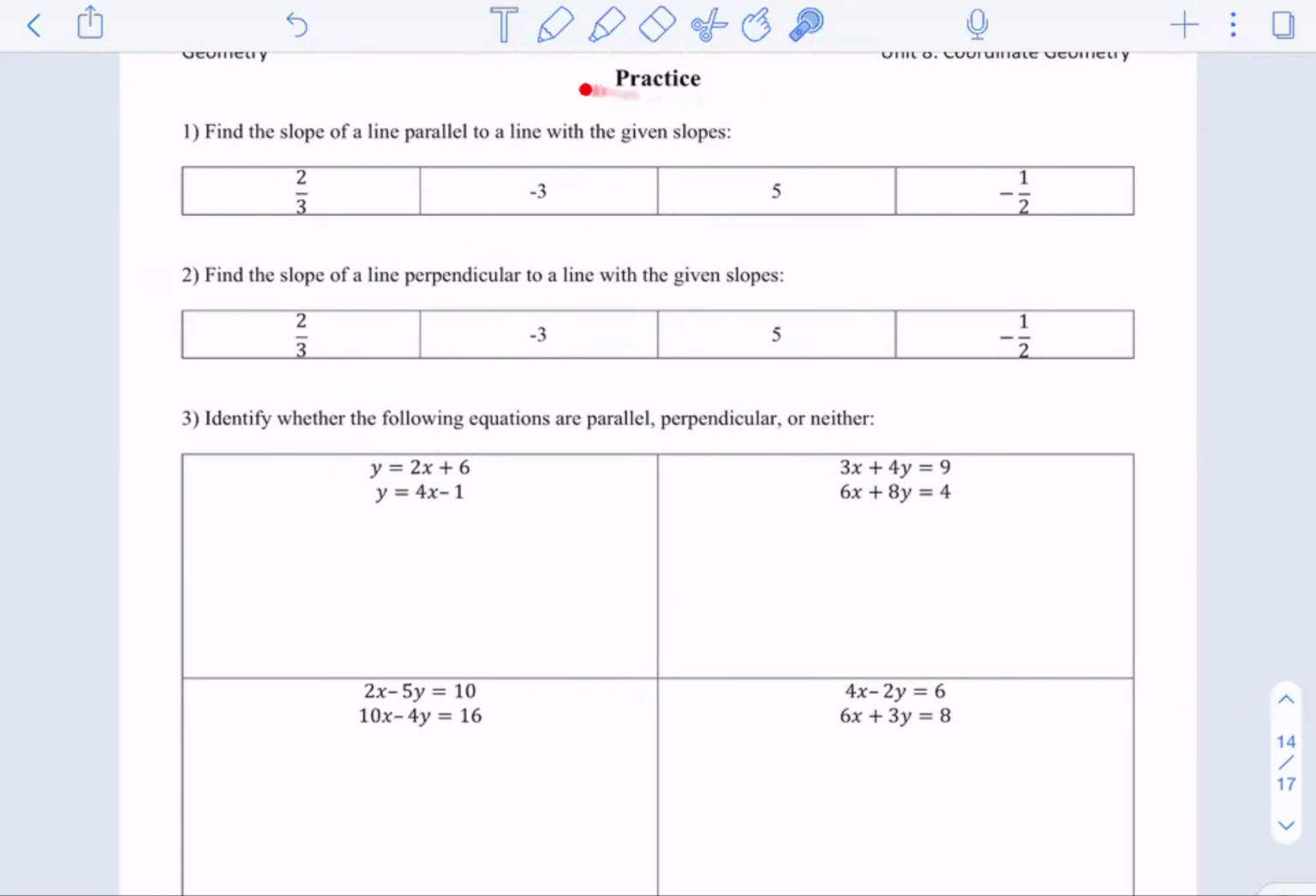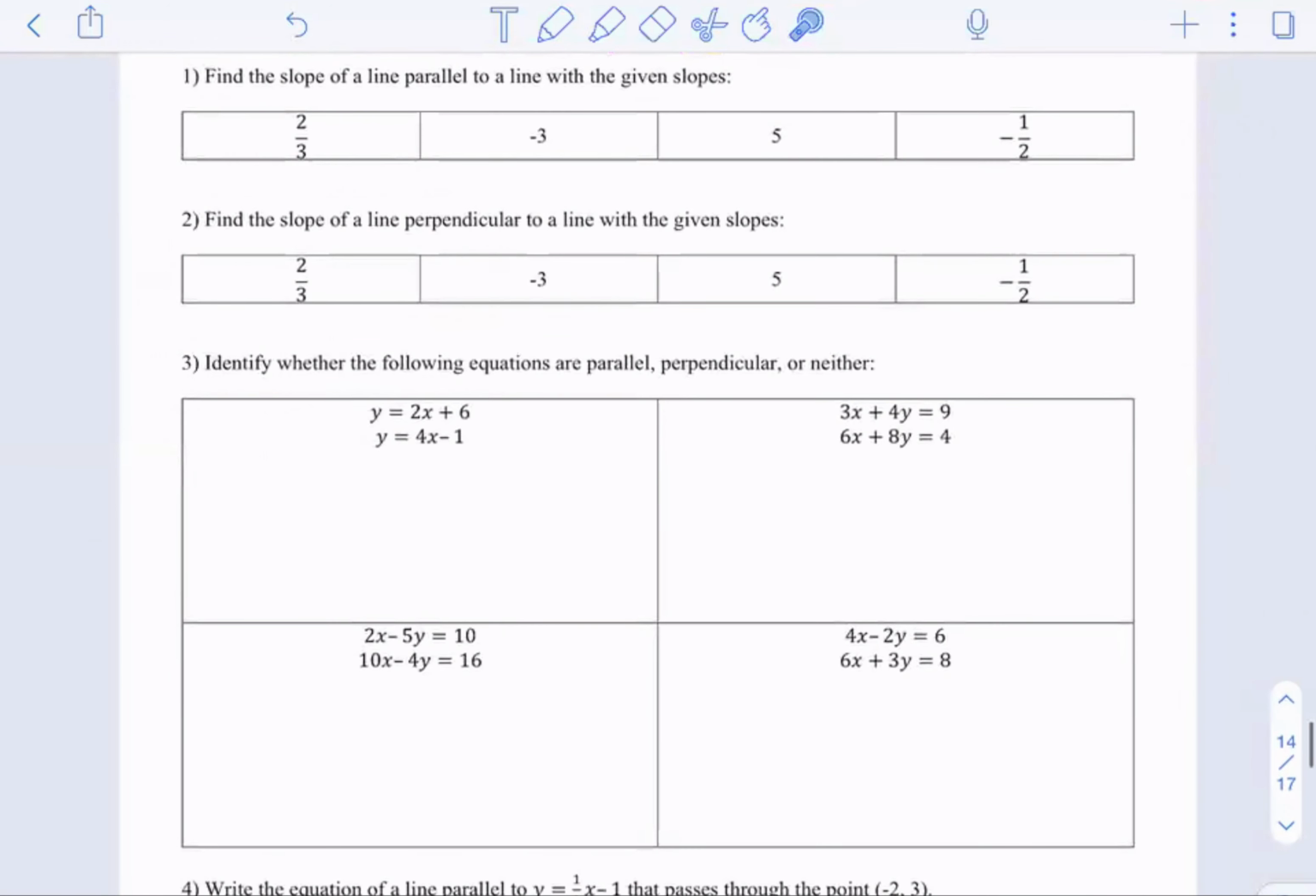So this initial practice is just for you to go back. If you could find the slope of the lines parallel, so if the slope is 2/3, what would be the slope of a line parallel? Not a trick question there. If the slope of a line is 2/3, what is the slope of a line perpendicular? So just like we were just talking about, Miss Murphy just went over the difference.